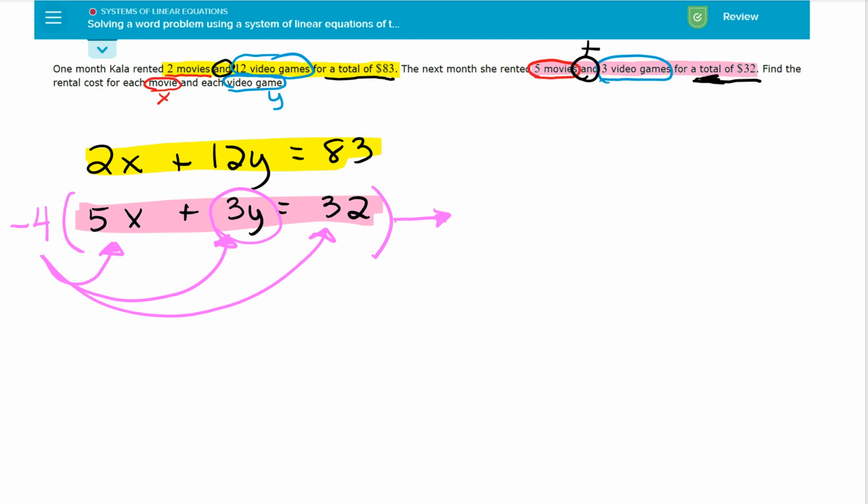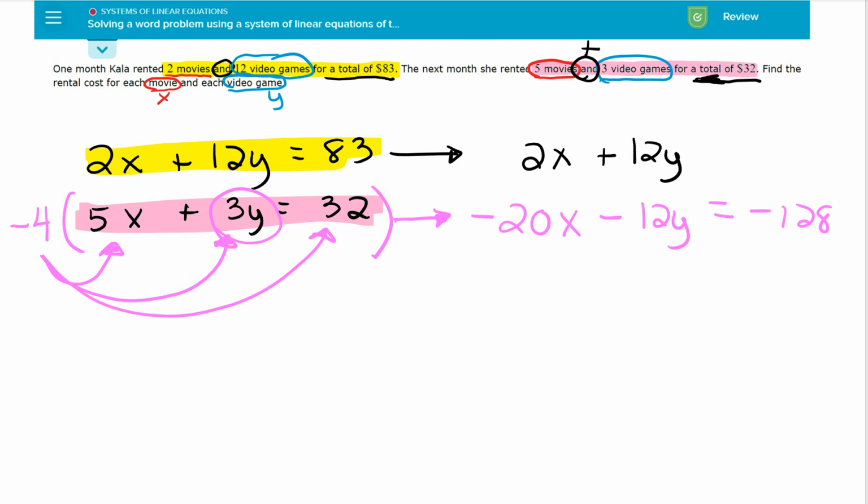So let's distribute. -4 times 5x makes that a -20x. -4 times a plus 3y, there's the -12y. Copy down the equal sign. -4 times positive 32 is going to be -128. Now, the yellow equation, I am not going to mess with it at all. I'm just going to leave it as is.